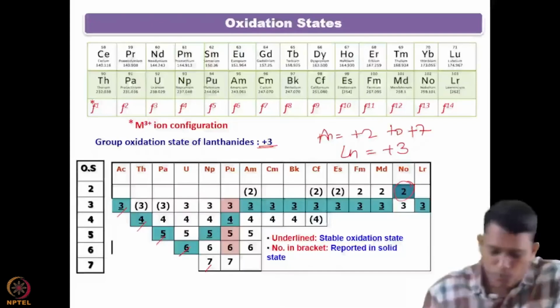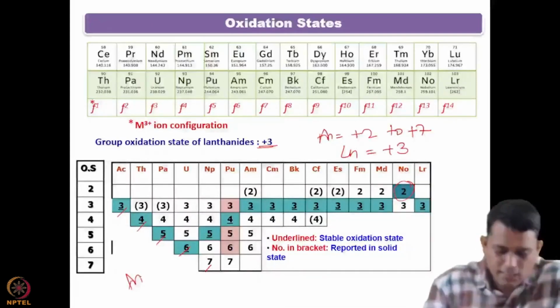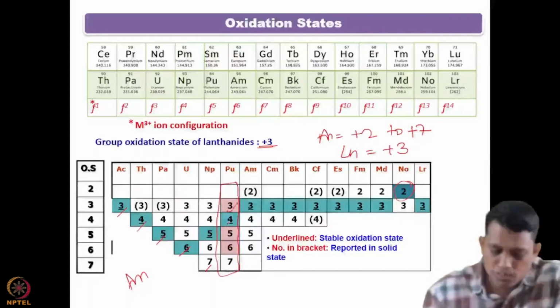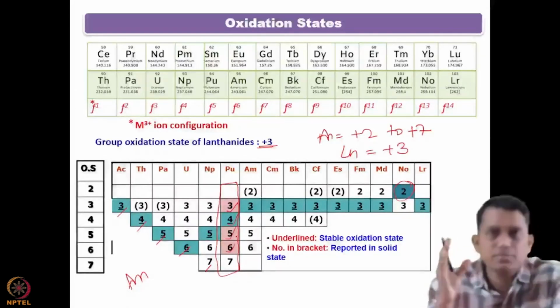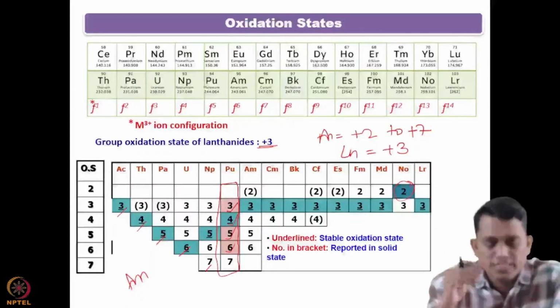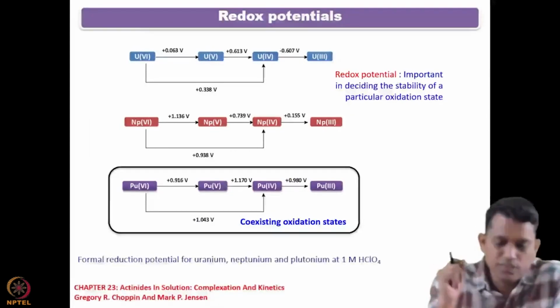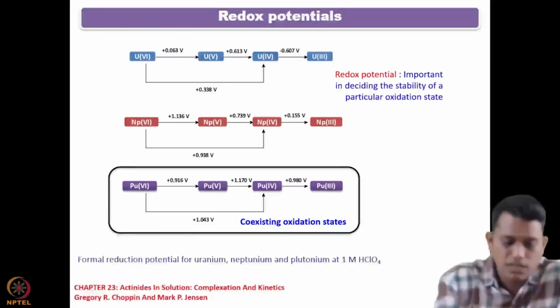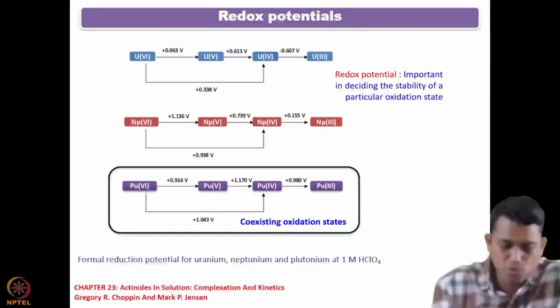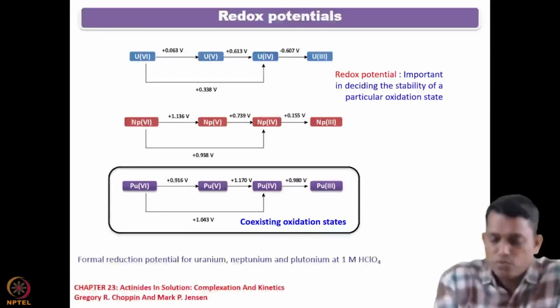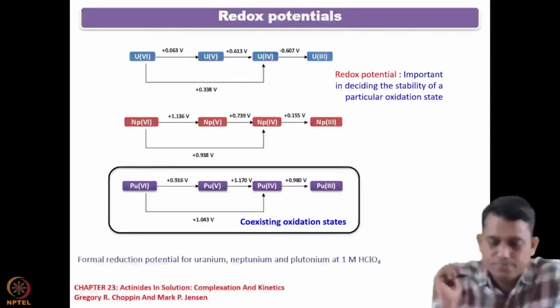One more peculiarity about the actinides is the existence of multiple oxidation states at a single time. For example, plutonium. You can see most of the oxidation states in the case of plutonium exist at the same time in the solution. How is it possible? To understand that, let us see the redox potentials of these actinides in the solution phase. Here I have given you the redox potentials of uranium, neptunium, plutonium, and the corresponding couples such as uranium-6 to uranium-5, uranium-5 to uranium-4, and uranium-4 to uranium-3. And all this is in 1 molar perchloric acid.